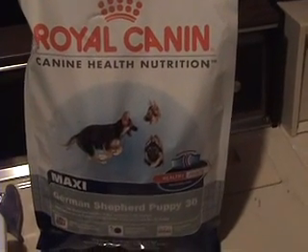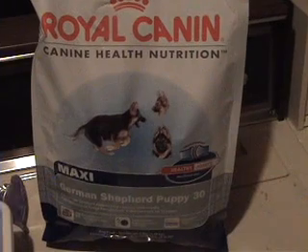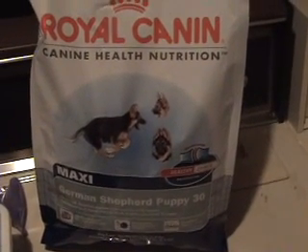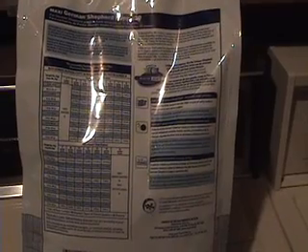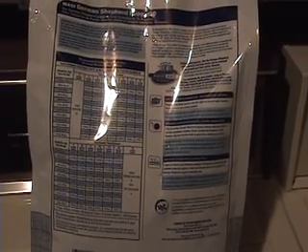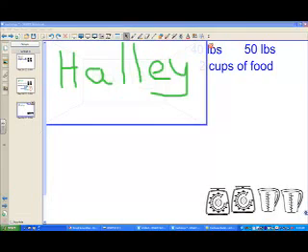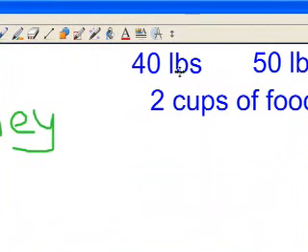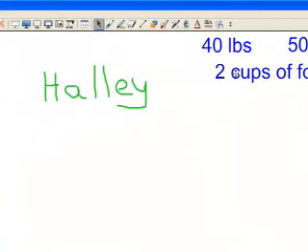The bag says to give her 2 cups for every 40 pounds that she weighs. If Haley weighs 50 pounds, how many cups of dog food should she get on a daily basis? Now let's look at Haley's problem. Haley's dog food says to feed 2 cups of food for every 40 pounds. Haley weighs 50 pounds. So here's my 3 pieces of information.